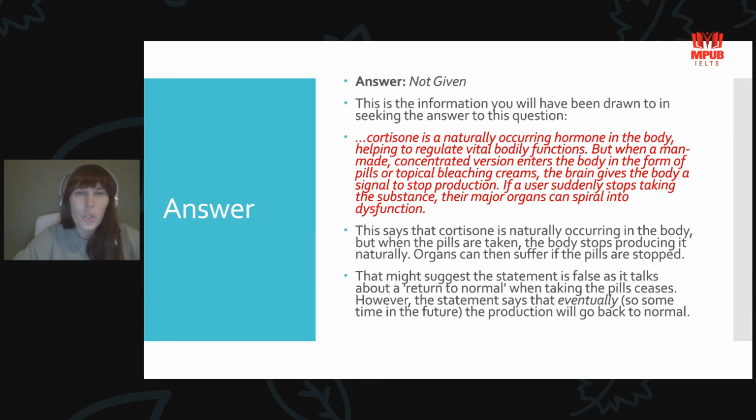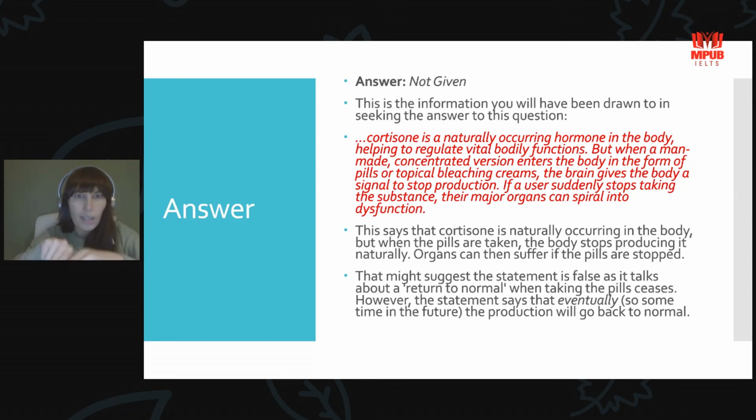this is the information you will have been drawn to in trying to find the answer. So this paragraph says cortisone is a naturally occurring hormone in the body. Okay, yes, we know that. And it's helping to regulate vital bodily functions. But when a man-made concentrated version enters into the body, then obviously the brain gives the body a signal to stop the production because the man-made one has entered. And it also states if a user suddenly stops taking the substance, then the major organs can obviously stop working. Now, let's see why it's not given. It says the cortisone is naturally occurring, but when the pills are taken, the body stops producing it naturally.